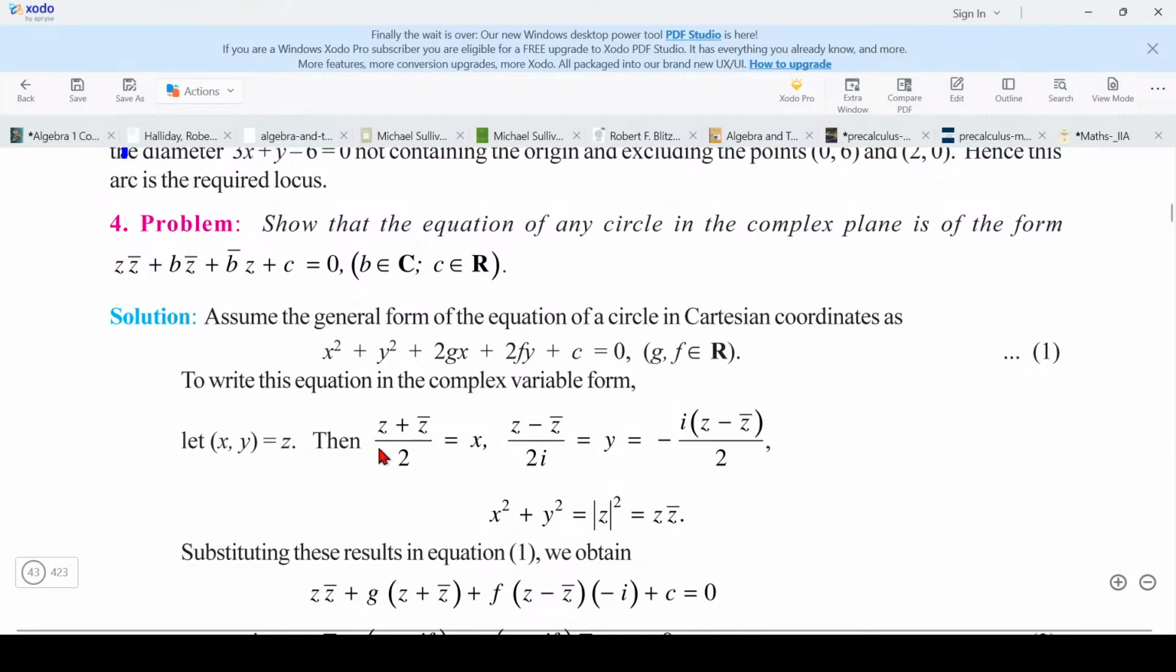Right. Now, if z equals x plus iy, then (z plus z complement) by 2, that should be equal to x, right? (x plus iy plus x minus iy) by 2. This is what we are saying. This should be equal to x, right? Similarly, (x plus iy minus of x minus iy) by 2, that should be equal to this thing, right?